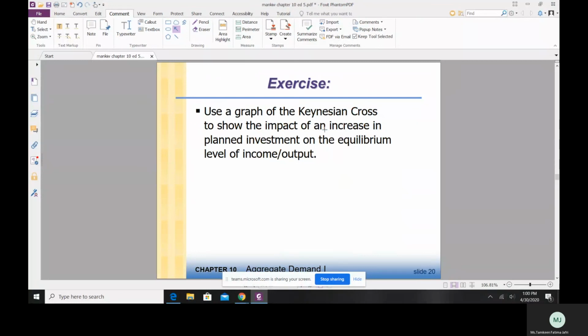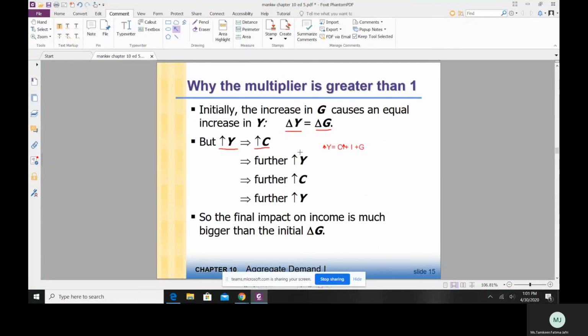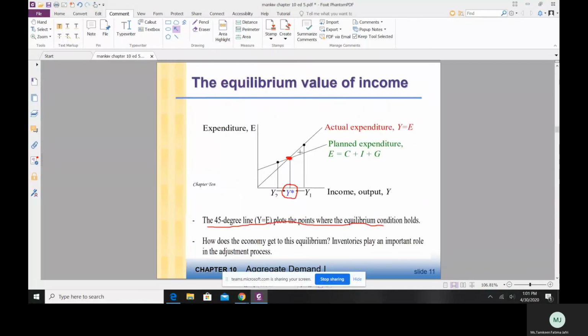You have to use the Keynesian cross to show the impact of increase in planned investment on equilibrium level of income and output. Okay, so point यहाँ हमने करना क्या है कि let's suppose investment increases, तो आपके ख्याल में Keynesian cross पे क्या असर पड़ेगा? I'm going to make use of this diagram here.